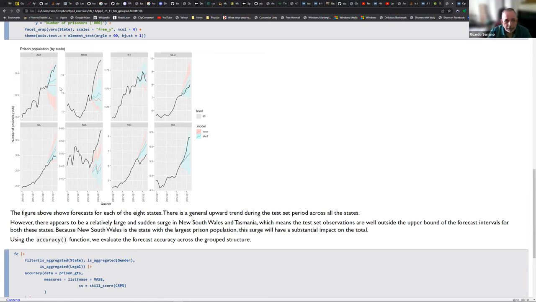And the other ones are doing pretty good. There's some underestimation here in SA, and there's overestimation here in Victoria. The model went down and then went up again, but the model didn't catch it. The model kept going up.